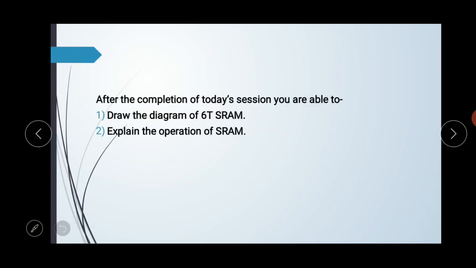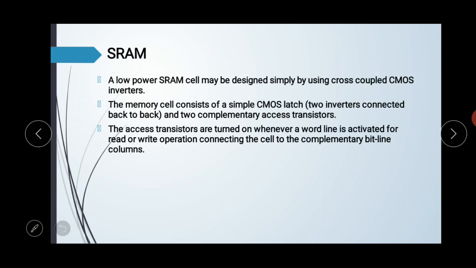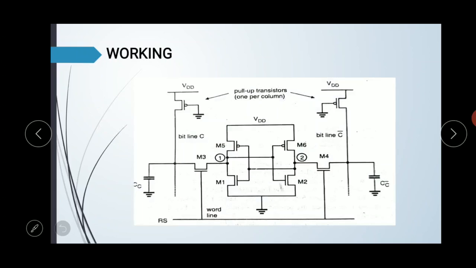After the completion of today's session, you are able to draw the diagram of 6 transistor SRAM and explain the operation of SRAM. SRAM full form is static random access memory. So let's go to the diagram. This one is the diagram, consists of 6 transistors.